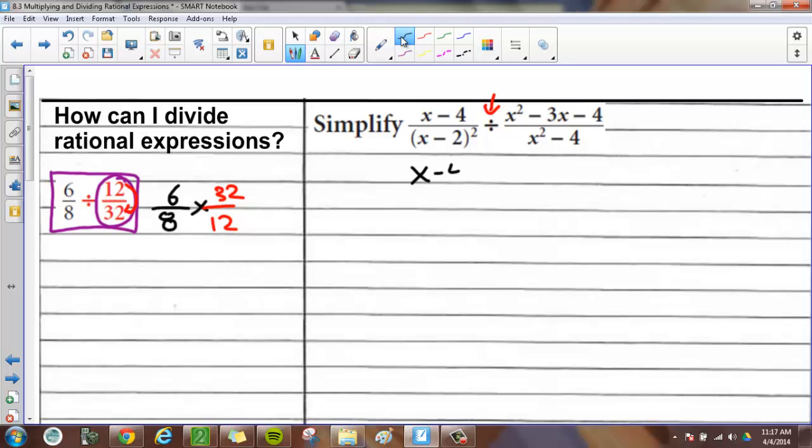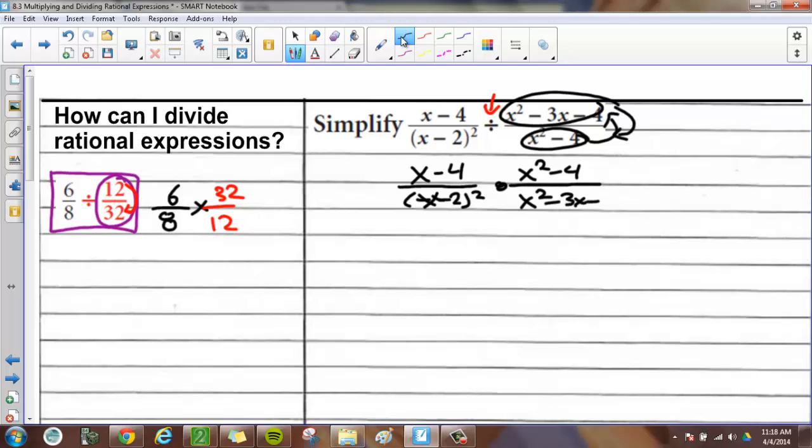Give me a second. Okay, so we've got x minus 4 over x minus 2 squared, and then we're going to multiply it. Now when we do that, the x squared minus 4 goes on top, and this right here goes on bottom. So now on the bottom we have x squared minus 3x minus 4. There we go, all set and ready to go.